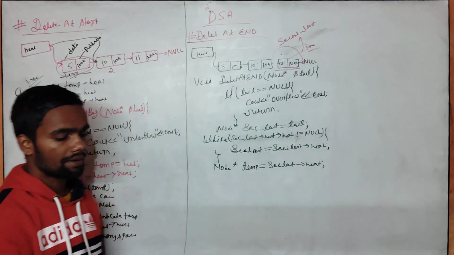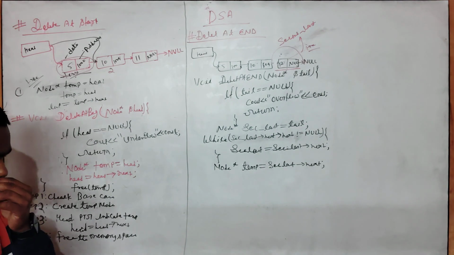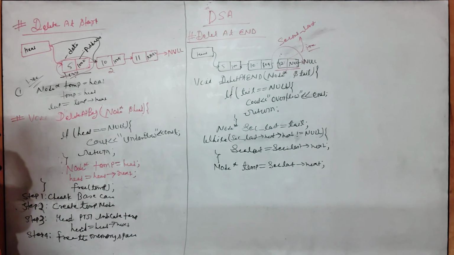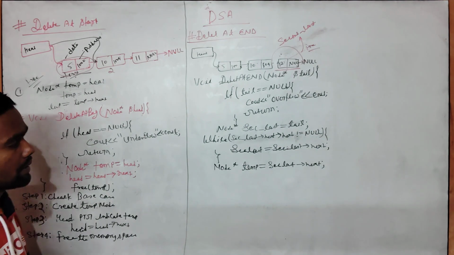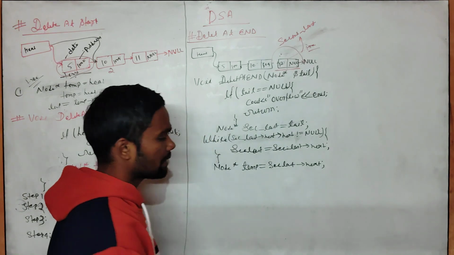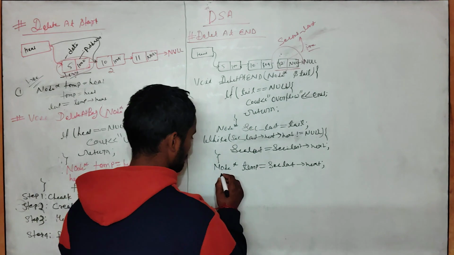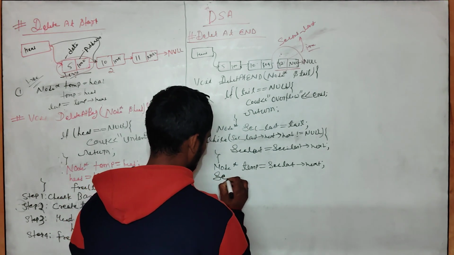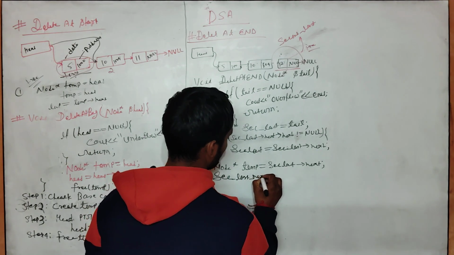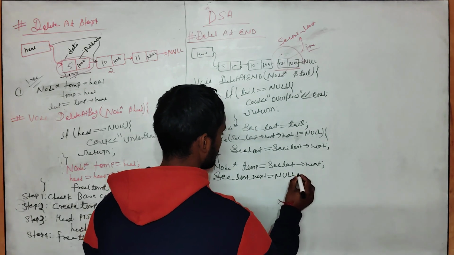Fine, then what will we do here? Can anyone tell me? Because second last is the null. Second last of next, second last of next is equal to null. Fine.